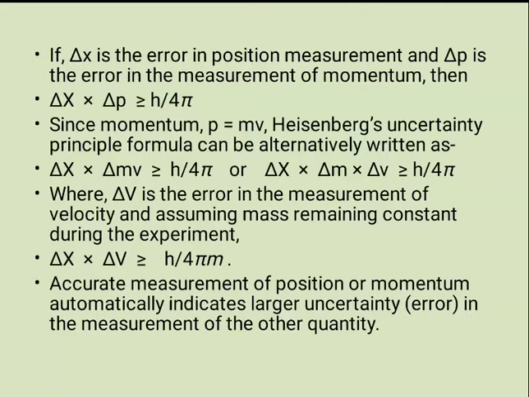So, for solving problems, this equation can be rewritten as delta x into delta p is equal to h upon 4 pi.